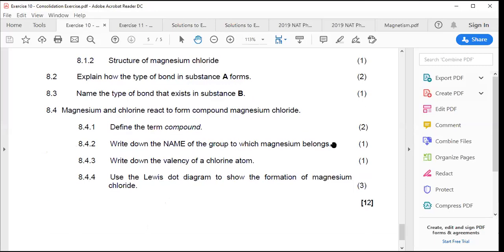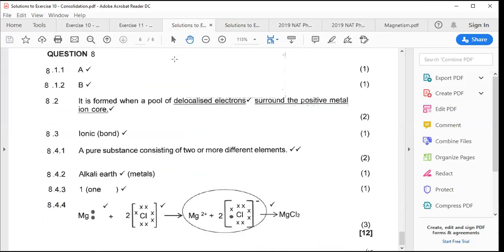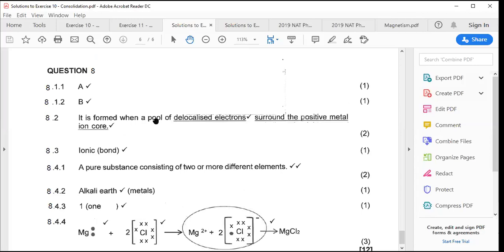of the group to which magnesium belongs. Write down the name of the group which magnesium belongs to. If you go to your periodic table, let me just check here. This is paper 2, so I don't have the periodic table here. But your magnesium is in group 2, so it becomes alkali earth metals. That's group 2. All right.